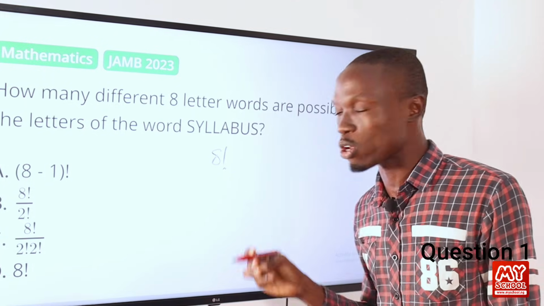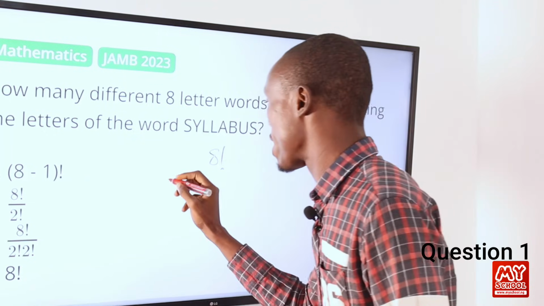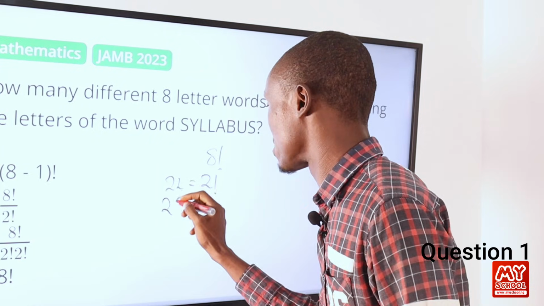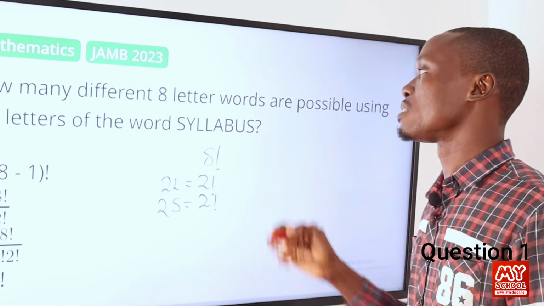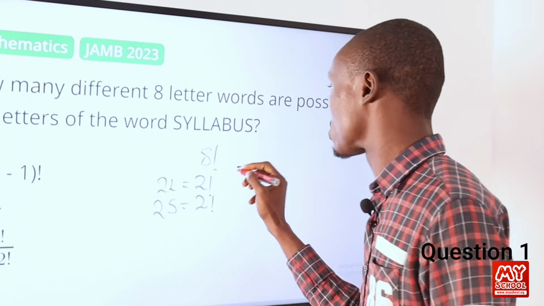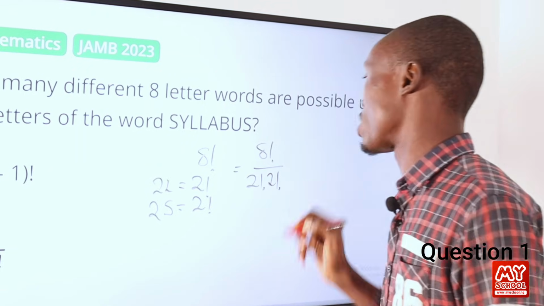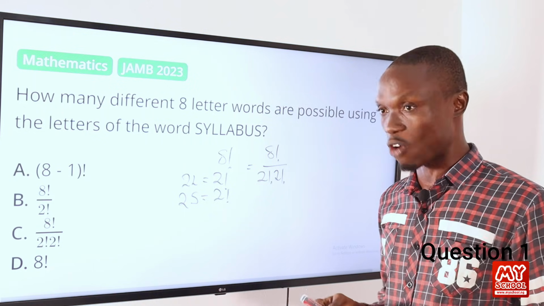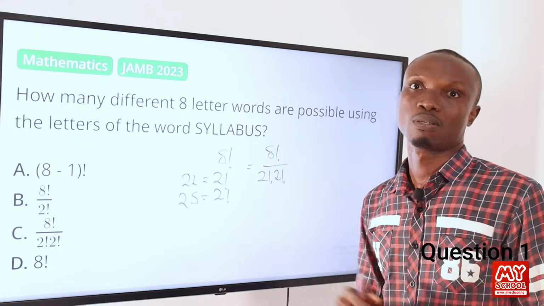But in the word syllabus we have 2 L's and 2 S's. So the 2 L's can be arranged in 2 factorial ways, and the 2 S's can also be arranged in 2 factorial ways. So the number of different 8-letter words that are possible from the letters of the word syllabus becomes 8 factorial divided by 2 factorial times 2 factorial. So this becomes our answer. 8 factorial over 2 factorial 2 factorial. So our final answer is option C.